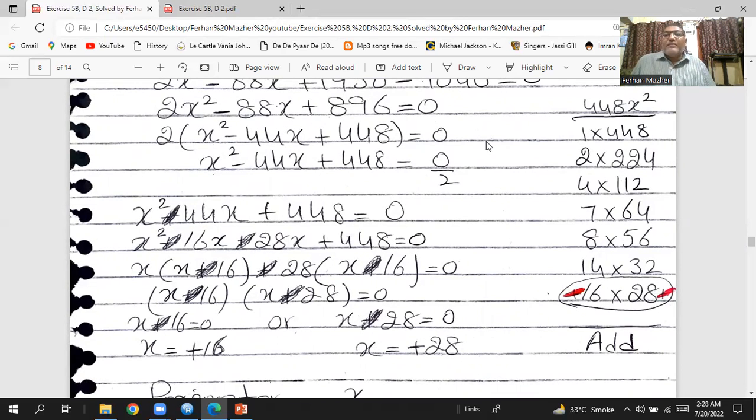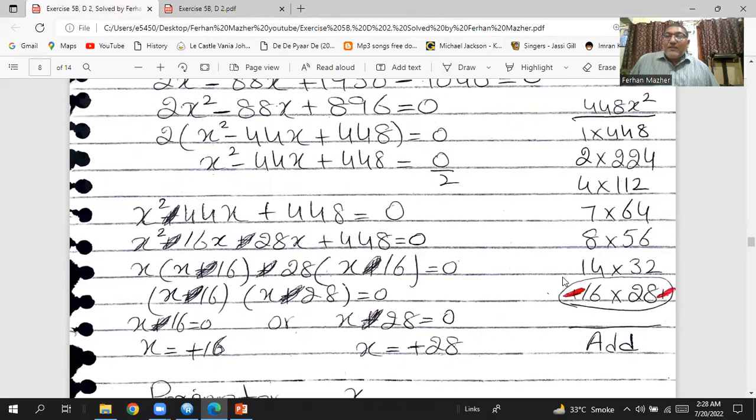I am going to do the middle term breaking. So that is 1 multiply 448, 2 multiply 224, 4 multiply 112, 7 multiply 64, 8 multiply 56, 14 multiply 32, and 16 multiply 28. With the third term, you have a positive sign, so I will write here add.